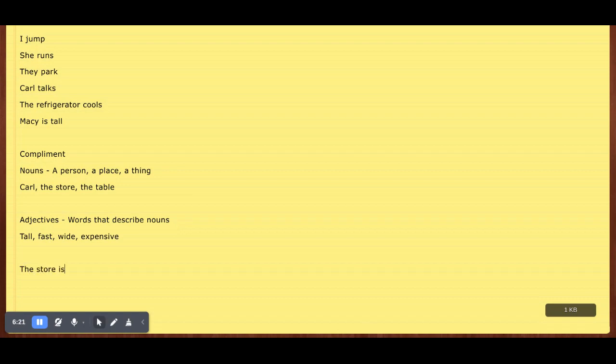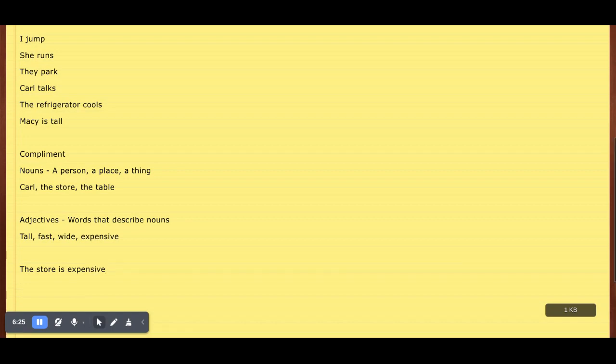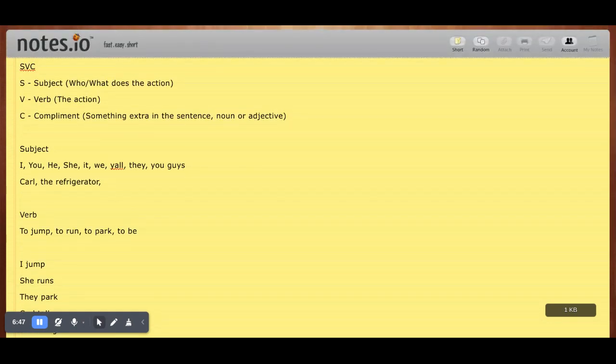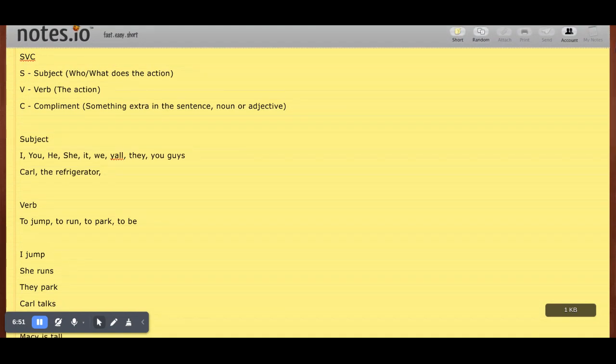The store is expensive. Carl is tall. We can see our noun is right here, the store, and our adjective right here, expensive, and then Carl, our noun, is a person, and tall is our adjective. It's describing Carl, right? So now that we've gone over these three main things, you're going to see this in pretty much any sentence in any language that you ever learn.